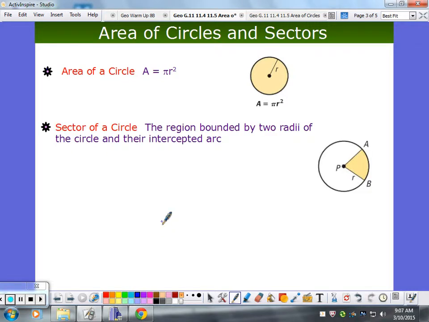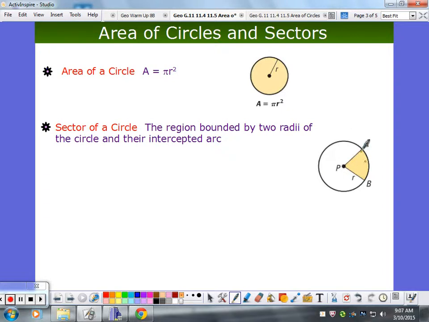A sector of a circle, once again, it's a piece of the circle. It's like if this is a pizza, it's a slice. Or a slice of apple pie, or whatever your favorite pie is. So I want to know just this region. Can you guess what we're going to do? What do you think we're going to do with it? Any idea?